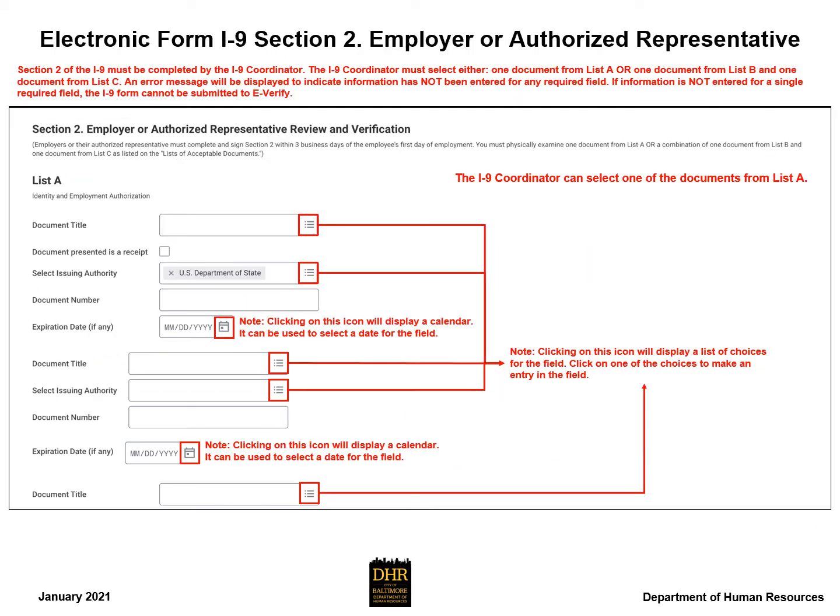Section 2. Section 2 of the I-9 must be completed by the I-9 coordinator. The I-9 coordinator must select either one document from List A or one document from List B and one document from List C. An error message will be displayed to indicate information has not been entered for any required field. If information is not entered for a single required field, the I-9 form cannot be submitted to E-Verify.